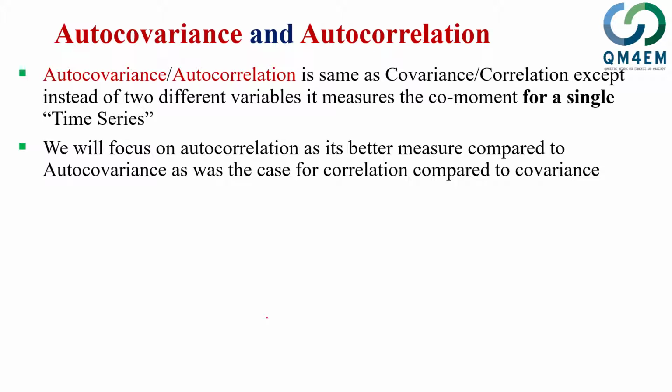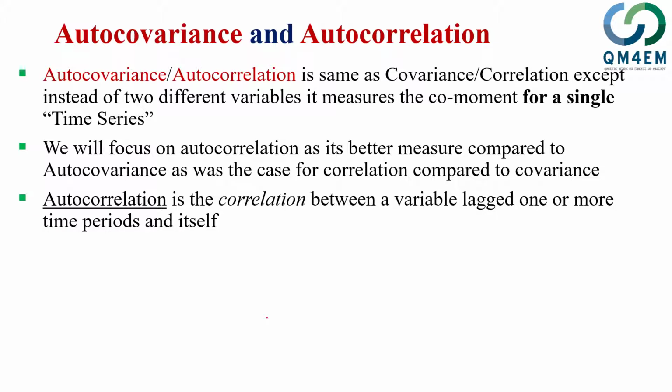So when we focus on autocovariances and autocorrelation, correlation is a better measure than covariance. In the same way, autocorrelation is a better measure than autocovariance. So we are going to use autocorrelation more frequently, and we are going to talk about autocorrelation. I will be ignoring the autocovariance part.